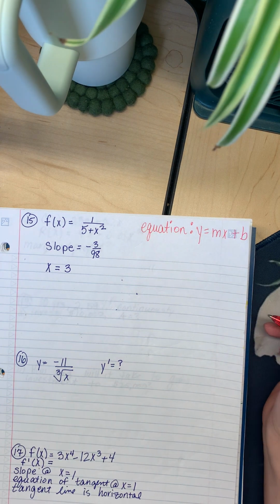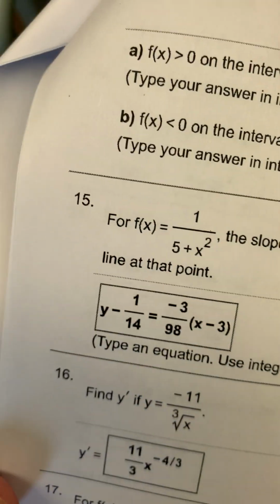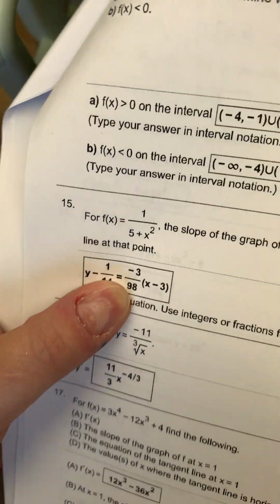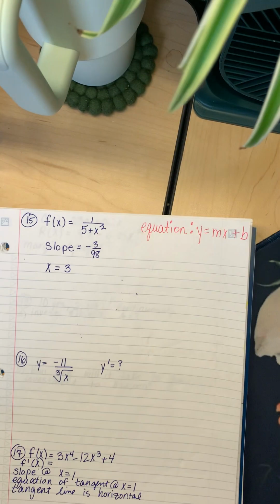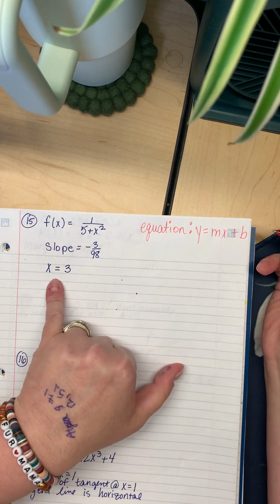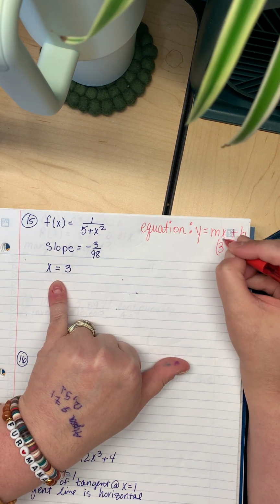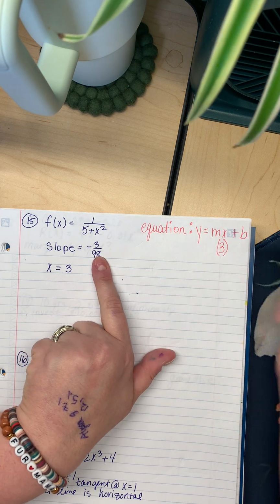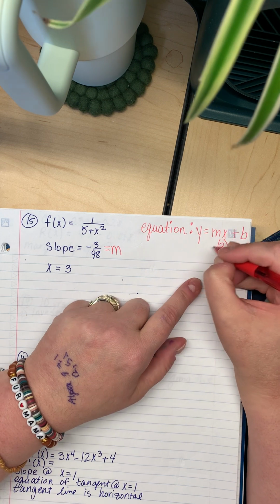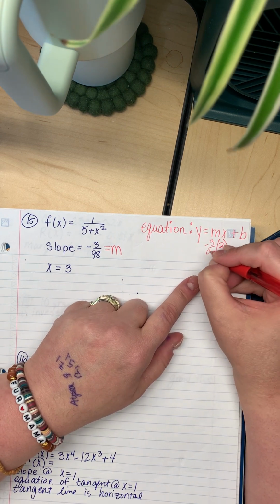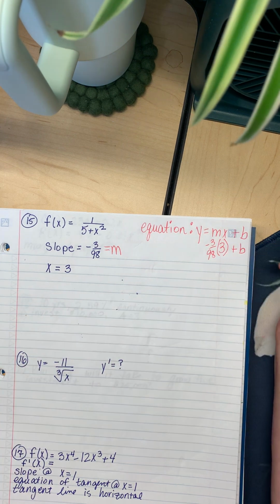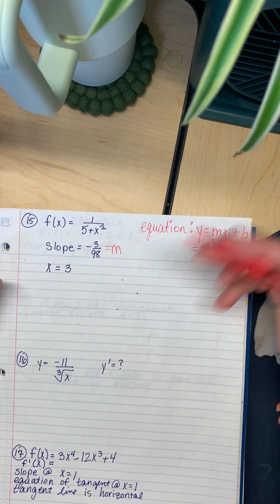And I know the answer looks different, but you can write it my way too, and it will not count it wrong. The only way it'll count it wrong is if you did it wrong. Okay, so let's see here. My x value is 3, so I'm gonna put 3 there. My slope, that's my m, so I'm gonna put that where the m is, -3 over 98. That looks horrible. Plus b.